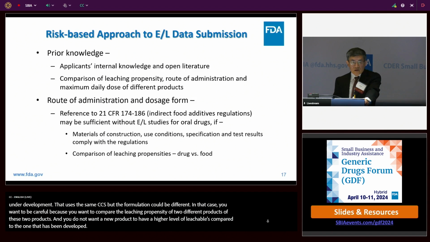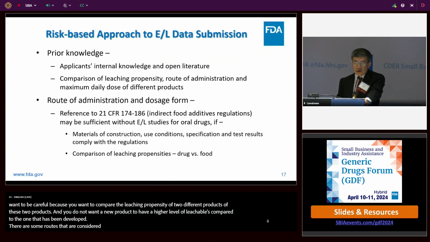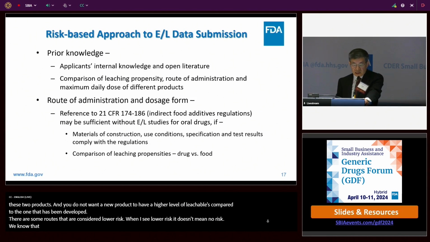There are some routes that are considered not as low risk. For example, the oral route. When I say lower risk, it doesn't mean that it is no risk. We know that if we eat the wrong stuff, we get into trouble. So the oral route still has risk, okay?